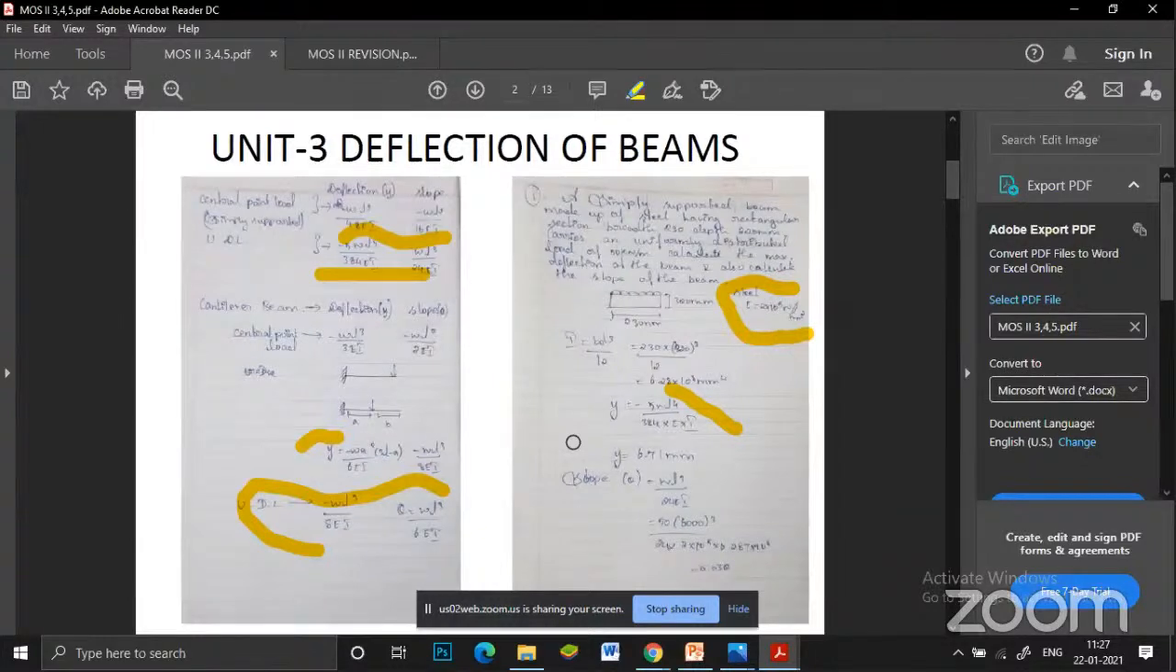You have to know the moment of inertia formulas, which you have already learned in MOS. You learned them in 12th itself, so you should have an idea of that. For a rectangle, what is the moment of inertia? For a square, for a hollow sphere, what is the moment of inertia? You have to have it.